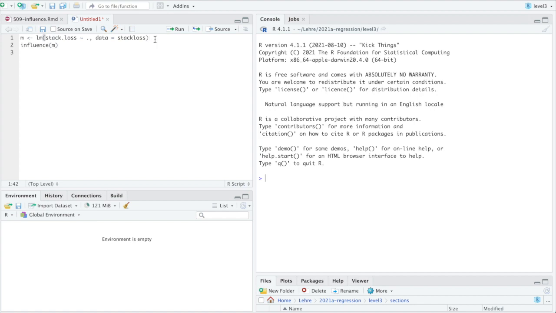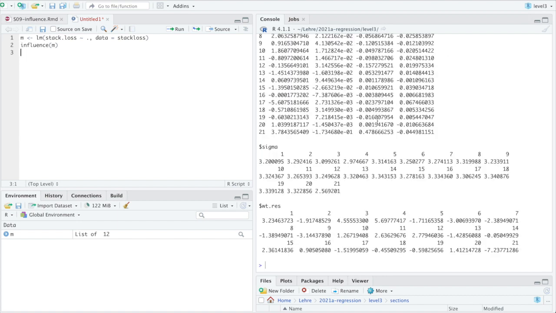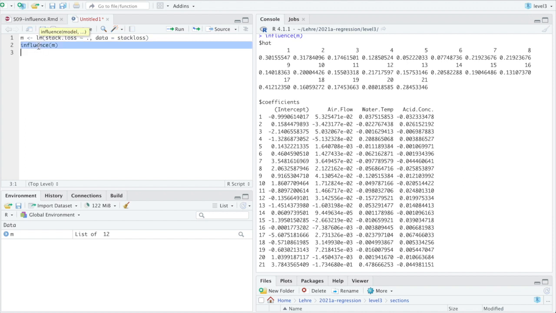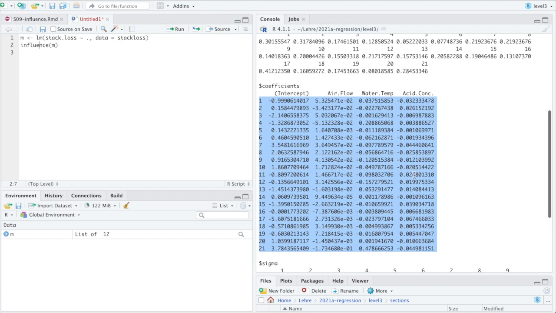I'm going to fit the stack loss data set again and looking at how do the regression coefficients change when I leave out individual observations. That can be done in R using the function influence, and that tells you the diagonal elements of the hat matrix which are used in this calculation, but then it also tells you what we are interested in here. This is in the coefficients section, and that tells for each observation how do the coefficients change if I remove that observation. So if I remove observation 1, the intercept goes down by nearly 1, the airflow changes by 5 times 10 to the minus 2, water temperature by 0.03, the coefficient for acid concentration by minus 0.03, and so on.